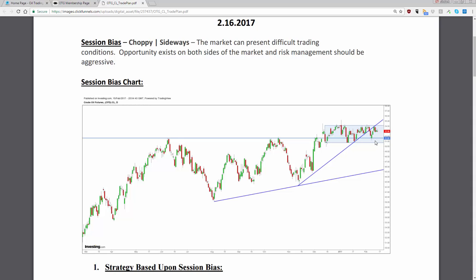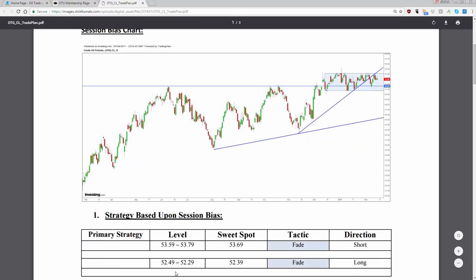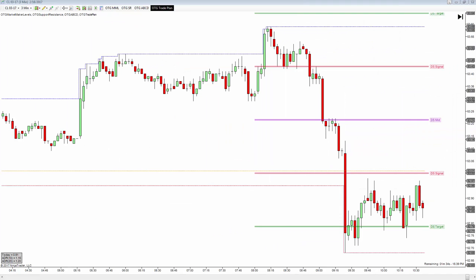Sell tops and buy bottoms. All right, so we had a trade plan idea here. If you can see this right here, we were looking for a move up to 53.59 to 53.79. The bottom of that box there was 53.59. This was the top of our range, and we were looking to fade short into that area. So that was trade plan idea number one.